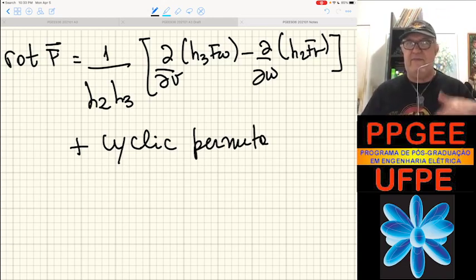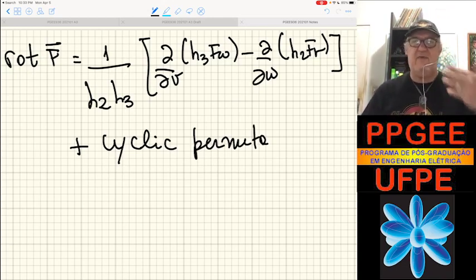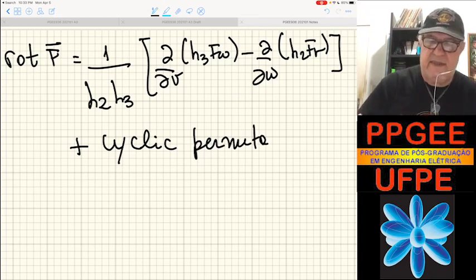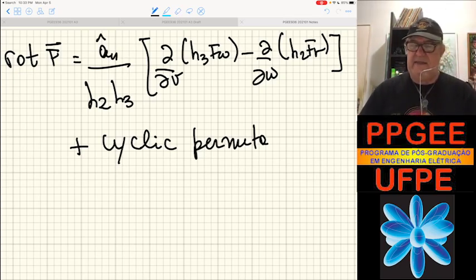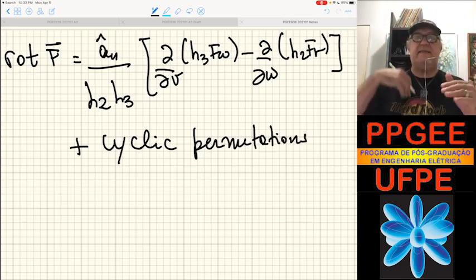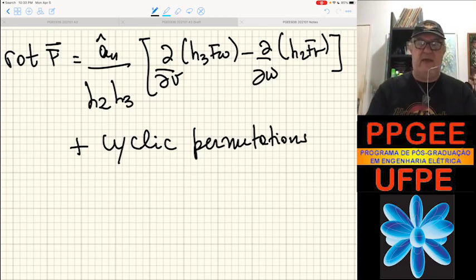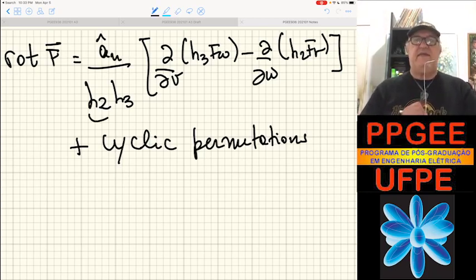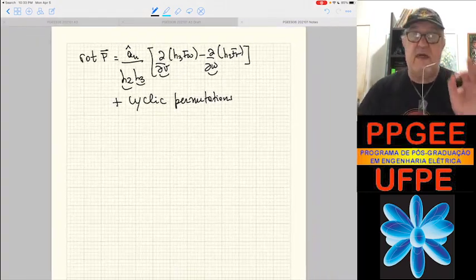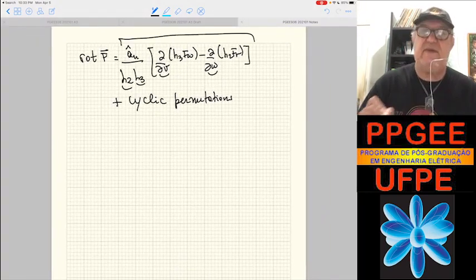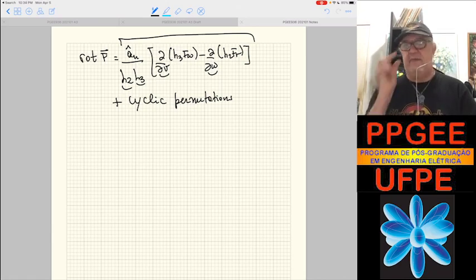Two additional ones, right? Don't keep doing permutations forever, just 2 additional ones. Make 1 permutation, then make another one. Well, I just forgot to put here the versor, AU, plus. So you make a cyclic permutation on everything that appears in the expression. AU becomes AV, H2 becomes H3, H3 becomes H1, DDV goes to DDW, DDW goes to DDU, then you make cyclic permutation. But to know the curl, it's just enough to know this component of the vector. The other ones are cyclic permutation.